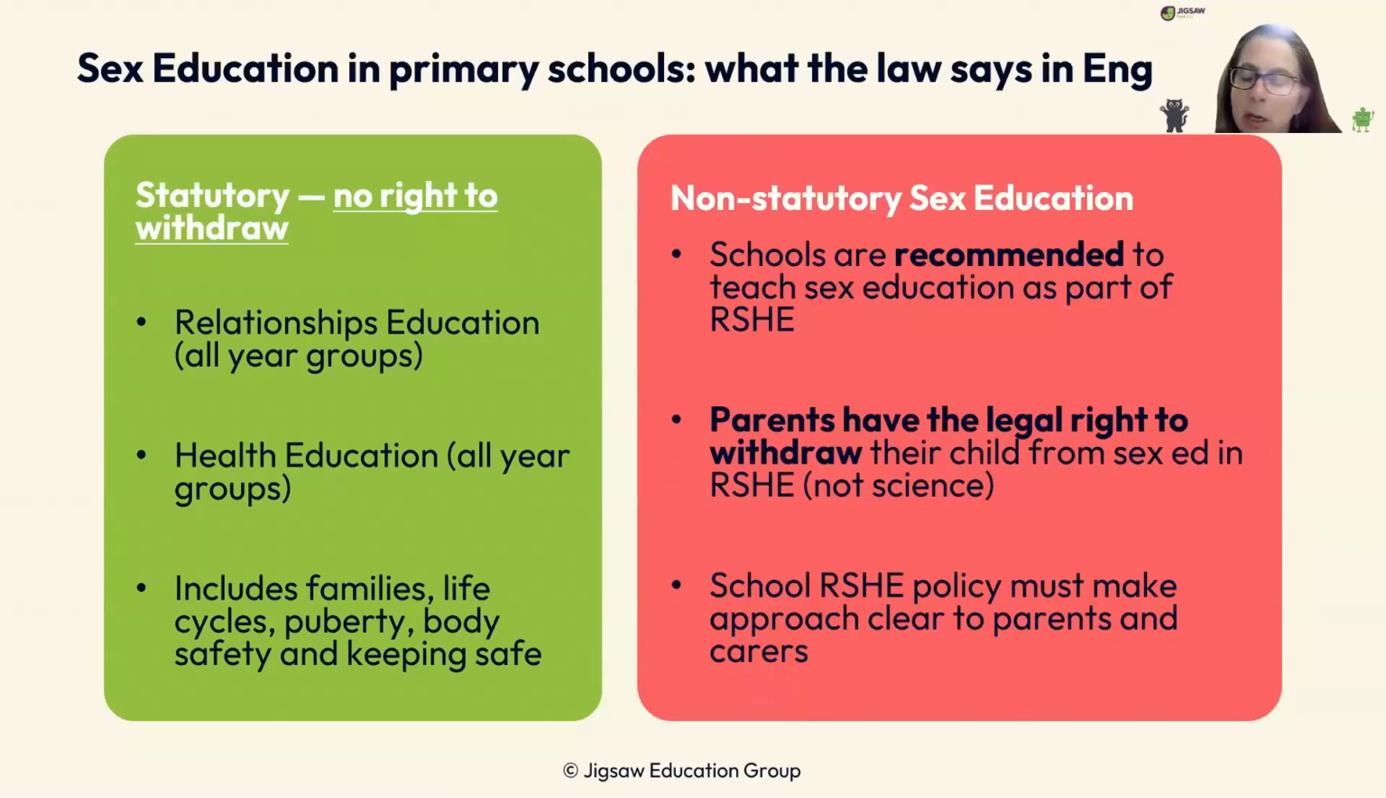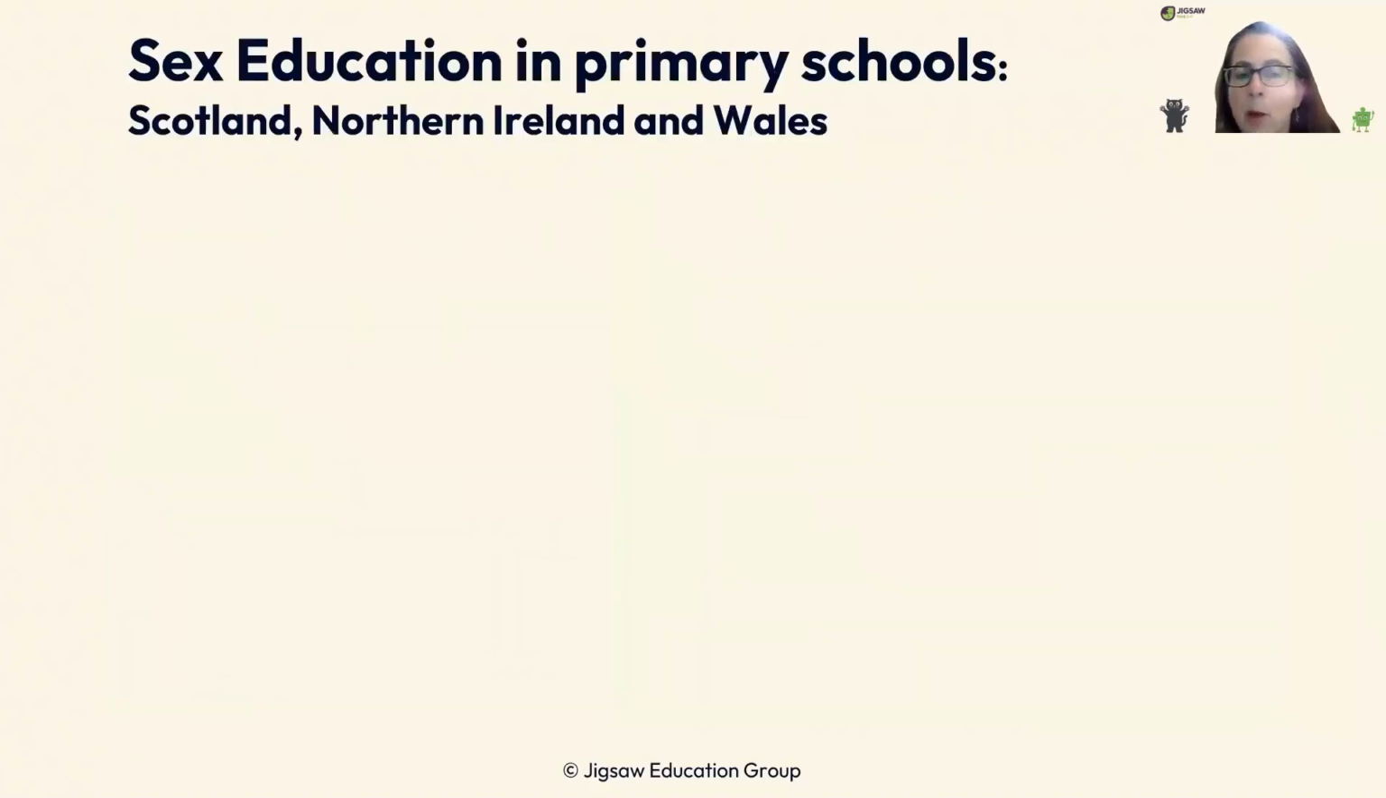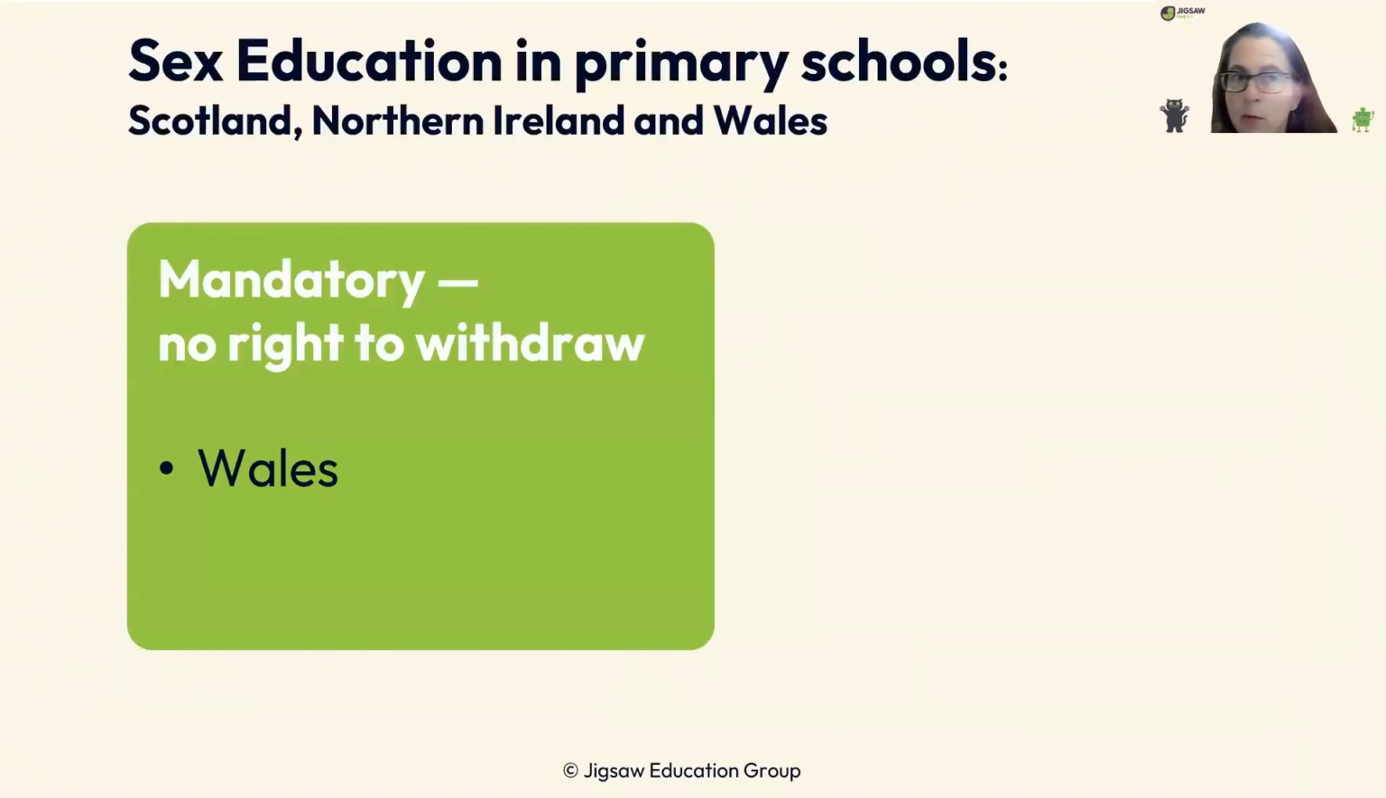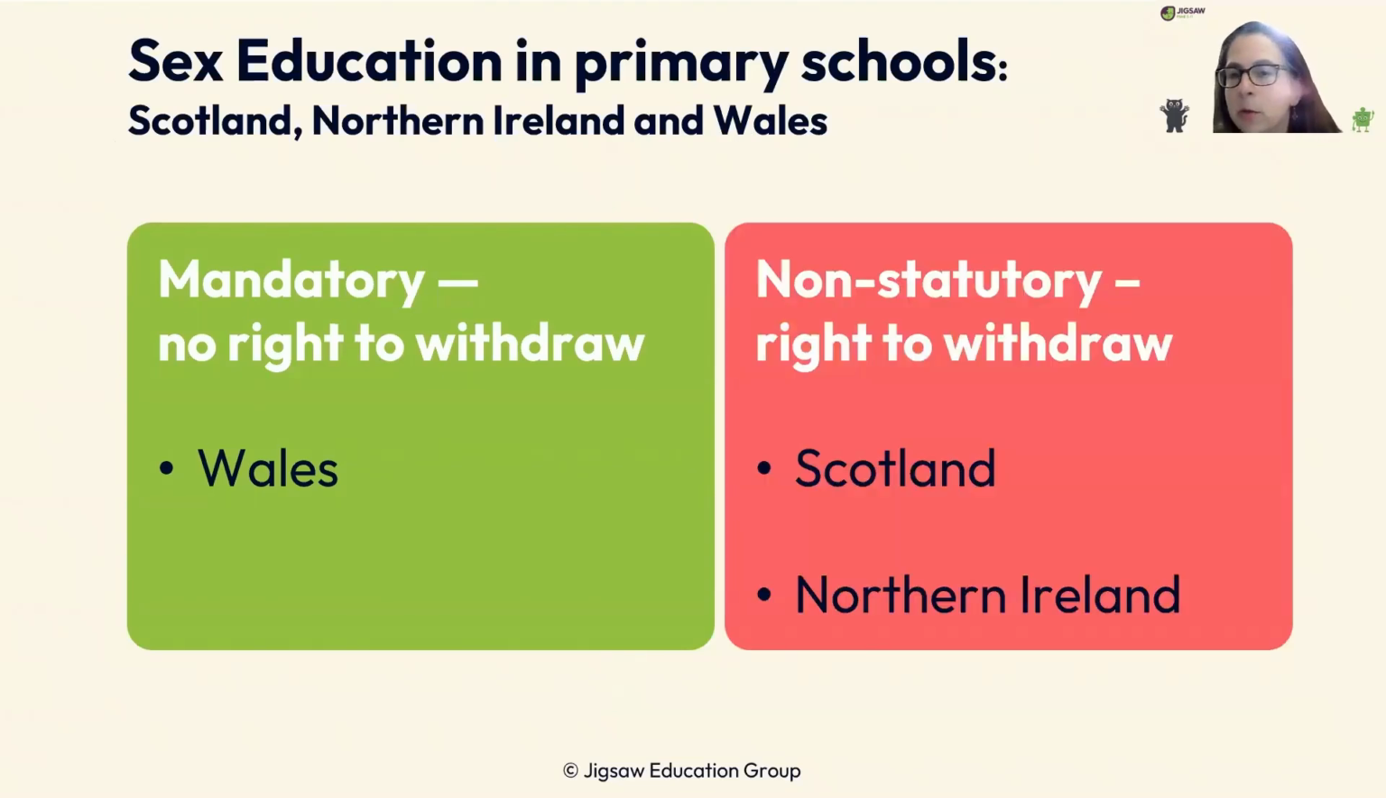If you are teaching about human reproduction in science, parents do not have a right to withdraw from that side of the curriculum. But your policy has to make all your approach really clear to parents and carers. So in Scotland, in Wales, as I said, there is no right to withdraw from any of the RSE curriculum. But in Scotland and Northern Ireland, there's specific sex education. There is a premise there in the guidance that parents can withdraw.